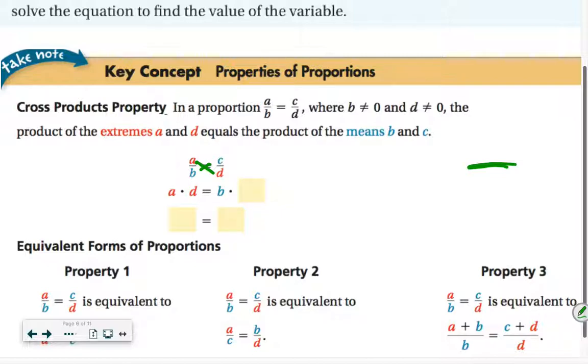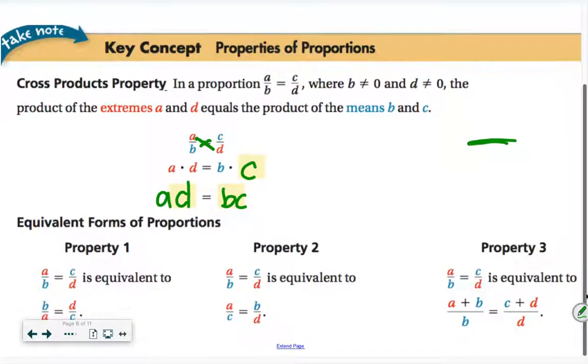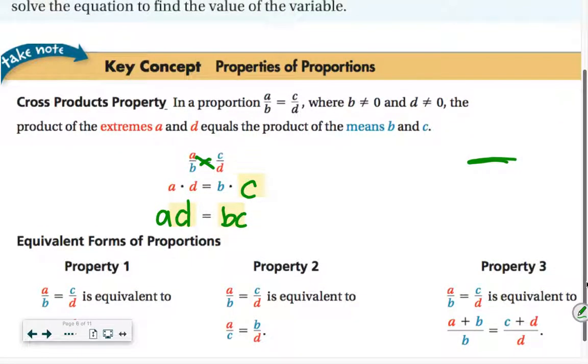So here we have to finish this. A times D equals B times C. And then they just want you to rewrite it: AD equals BC. This stuff down here I honestly wouldn't even look at. It's just different ways you can find these variables depending on what you divide by. I'm not going to have you memorize those. But you're telling me this is familiar?